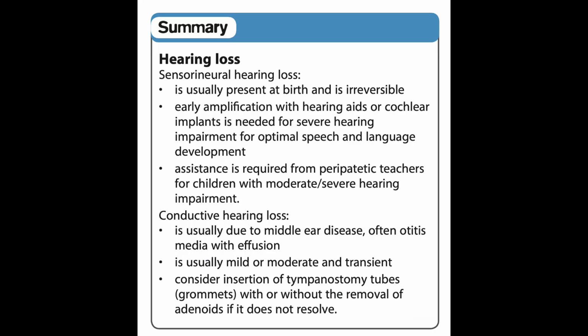Now, a little bit of summary in the box. Sensorineural hearing loss is usually present at birth and is irreversible. Early amplification with hearing aids or cochlear implants is needed for severe hearing impairment. For optimal speech and language development, assistance is required from pediatric teachers for children with moderate to severe hearing impairments. Conductive hearing loss is usually due to middle ear disease, often otitis media with effusion, and is usually mild or moderate and transient. Consider insertion of tympanostomy tubes, grommets, with or without the removal of adenoids if it does not resolve.